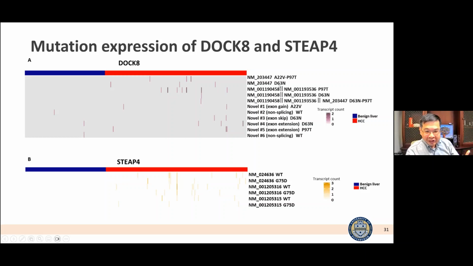Only the wild type C, the physiologically normal wild type, is expressed in the benign hepatocyte, and this one also has a benign hepatocyte. In other words, there are no known normal wild type isoforms being found. That means it looks like it's a mutation that promotes the expression of DOCK8. Without the mutation, it didn't express well for some reason.